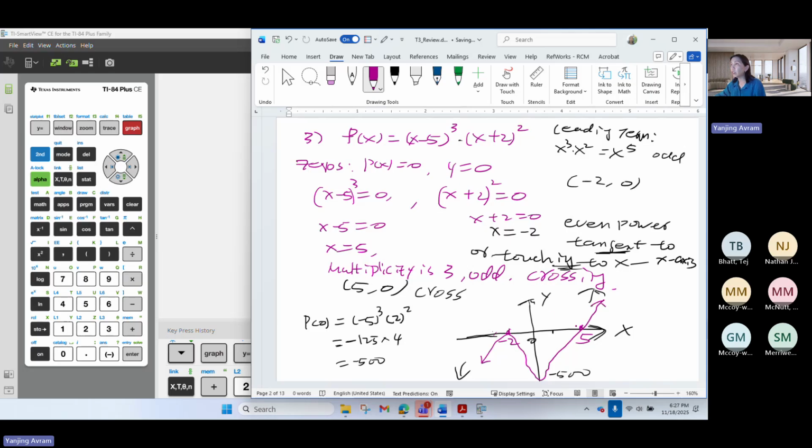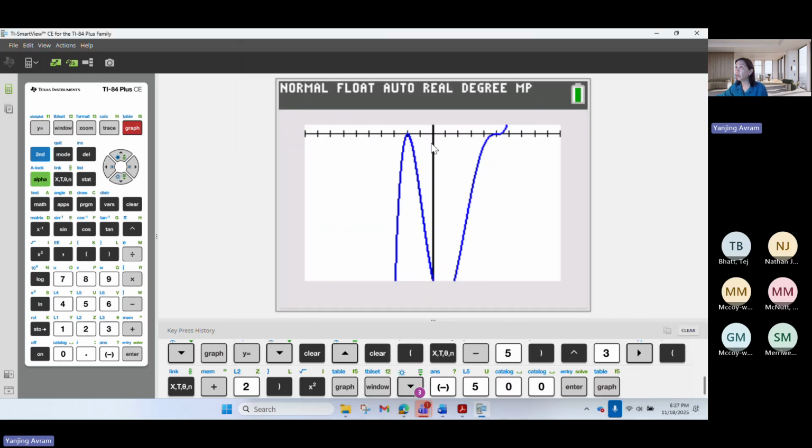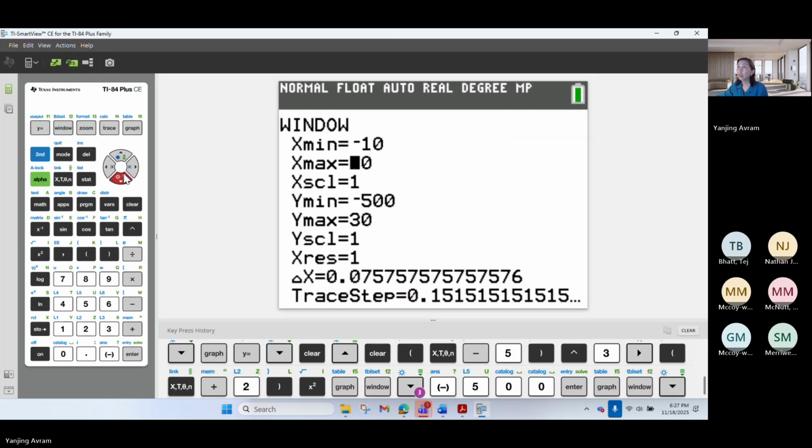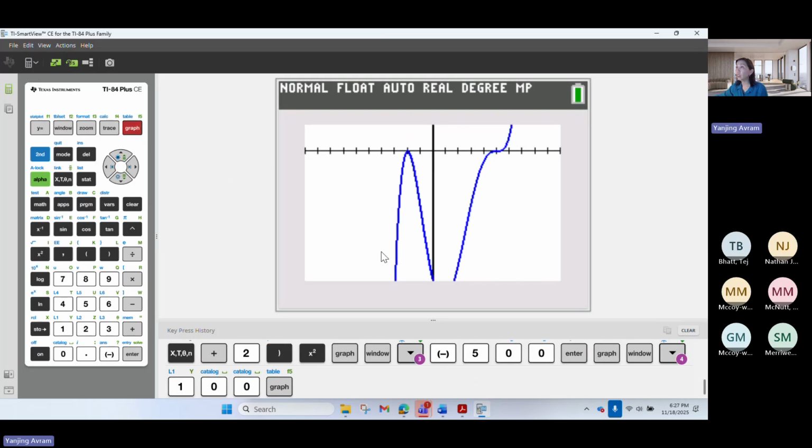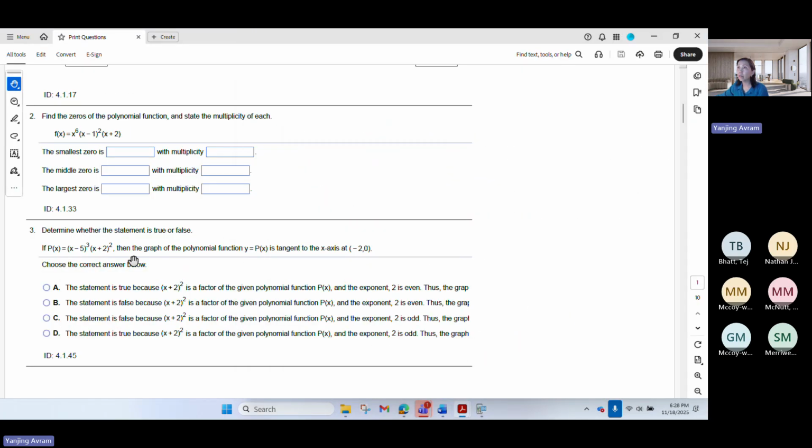5 is crossing. This one is crossing, so y changes from negative to positive. And this one is touching, which means I come in here, don't cross the x-axis, and bounce back. Let me make y a little bit bigger. You can see this one is coming down and then tangent at negative 2, then crosses the y-axis here, and after x equal to 5, it is crossing.